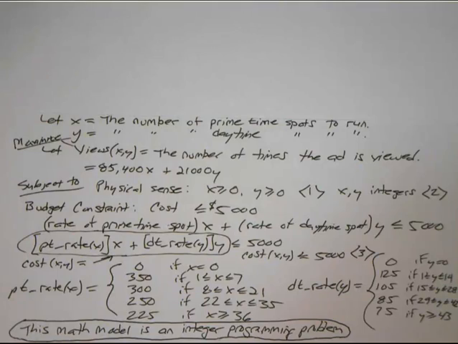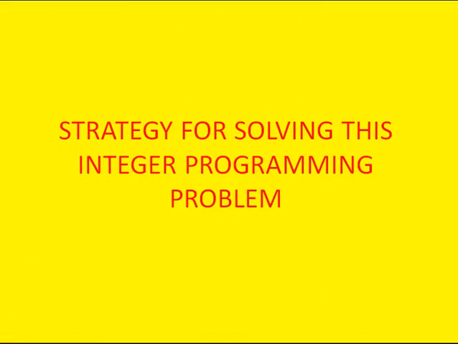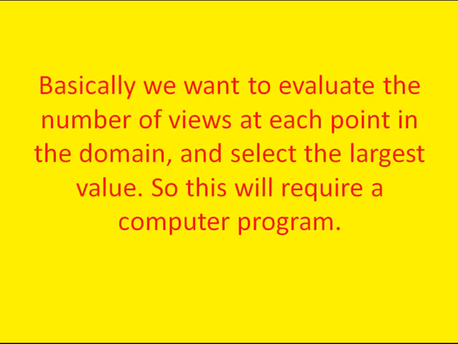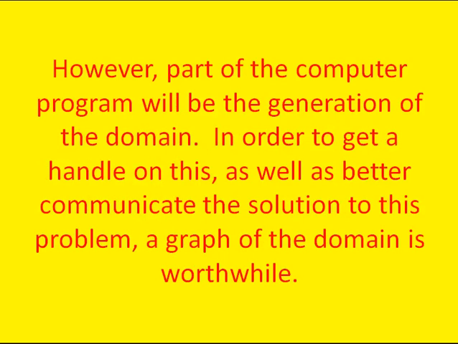Let's take a moment and talk about strategy for solving this integer programming problem. The basic strategy is a pretty simple idea. We're going to evaluate the views function at each point in the domain and select the largest value. Now, this is kind of tedious, and so it'll require a computer program to do. If we write a computer program for this, we're going to need to generate the domain of the views function. In order to see what needs to be done to generate the domain, as well as to help communicate the solution of this problem to someone reading it, we should probably get ourselves a graph of the domain.